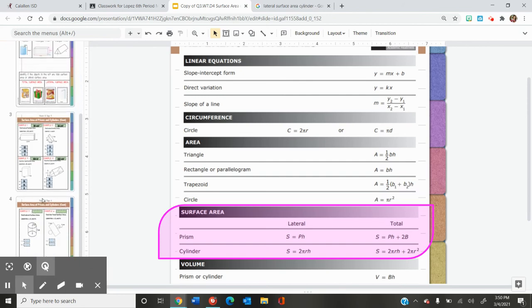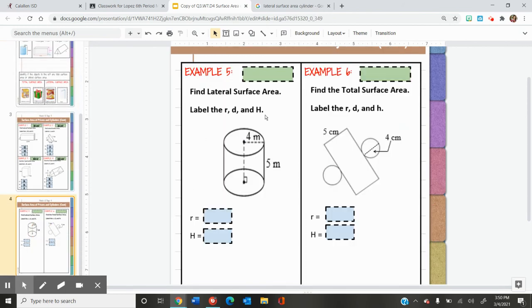So whenever you find the lateral surface area of a cylinder, you're only going to find the area of what's around it, you're going to exclude your bases. As the formula chart just told us, the formula for lateral surface area of a cylinder is S equals 2 times pi times radius times height.